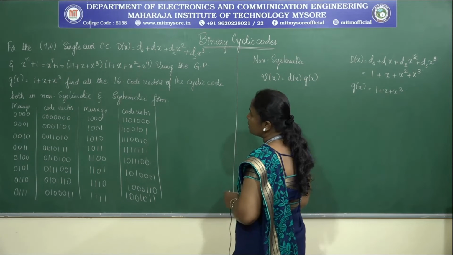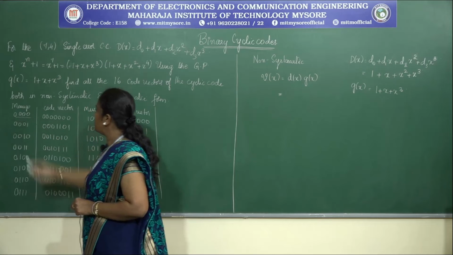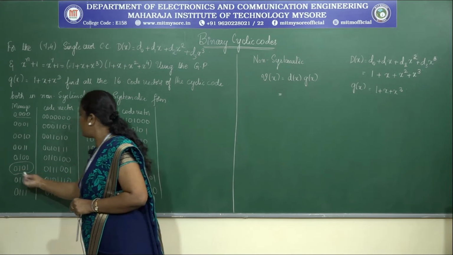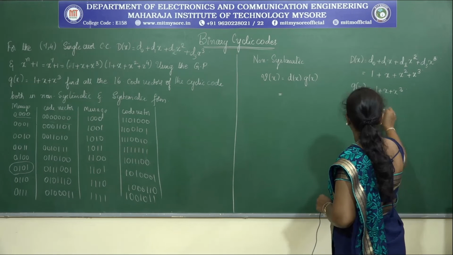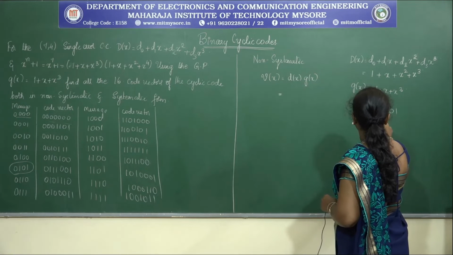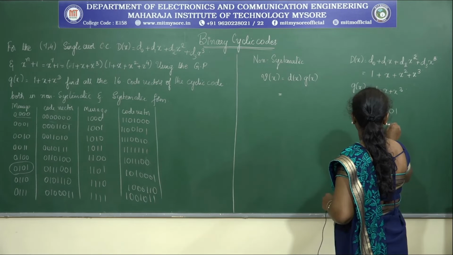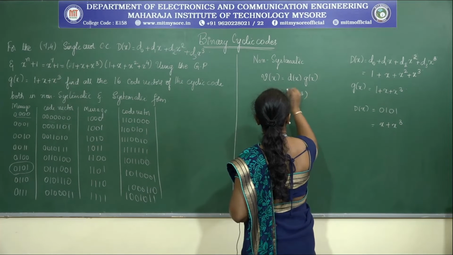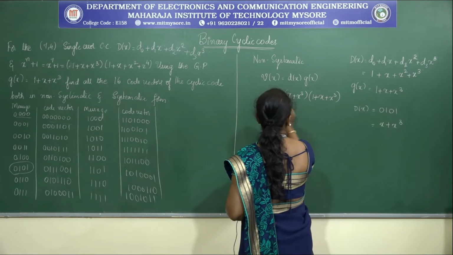What is the first message d of x we are going to consider? We consider this one. It is all 0, so the code vector is all 0. Now let us consider 0, 1, 0, 1. So we have d of x as 0, 1, 0, 1. That means x to the power of 0 is 0, then we have x plus x to the power of 3. So x plus x to the power of 3 multiplied by your g of x, which is 1 plus x to the power of 3. Multiply this.